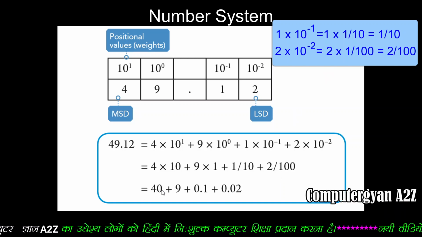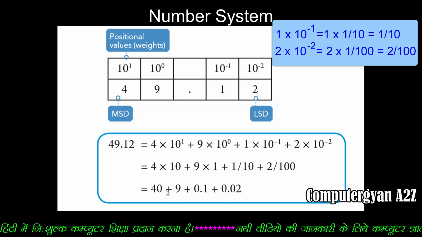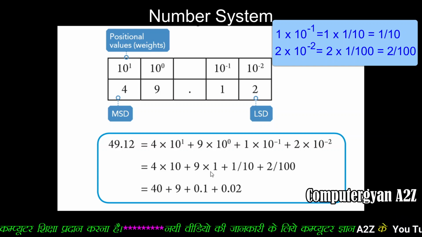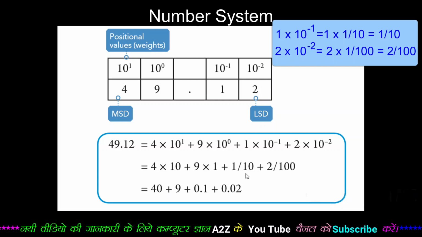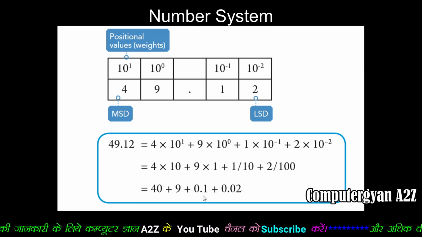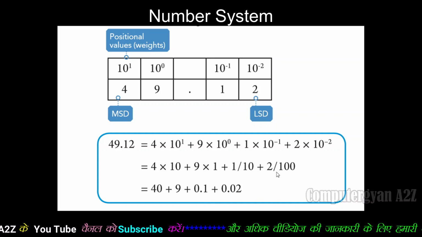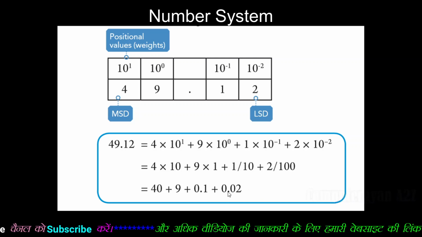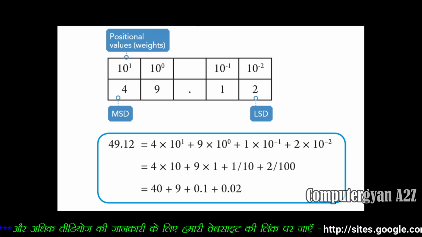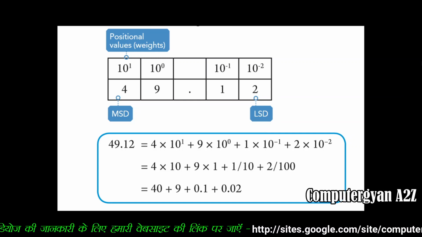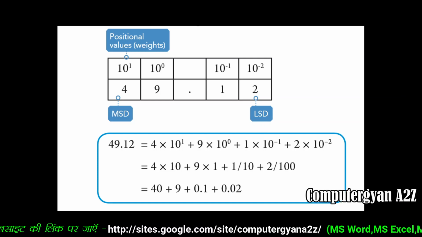And in the third line, 4 multiplied by 10 product will be 40, plus 9 multiplied by 1 product will be 9, plus 1 divided by 10 returns value 0.1, and plus sign, and then 2 divided by 100 the division will be 0.02. I hope you are able to understand how to mention LSD and MSD of a decimal number and write it in expanded form.